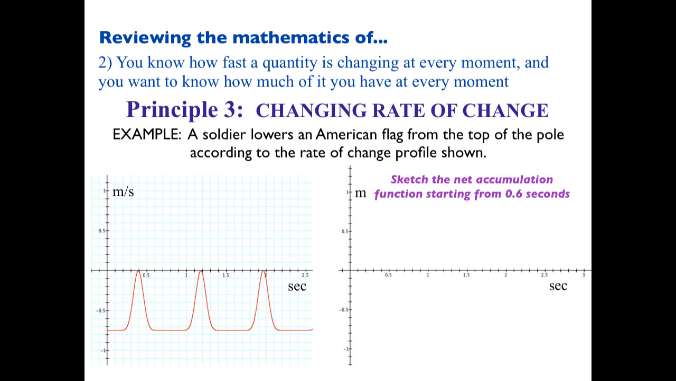So given that new rate profile, can you sketch the net accumulation function starting from 0.6 seconds? Just a rough sketch. Everyone give it a try. So now, if this were the new rate profile, what would the net accumulation function look like? Take about a minute, see if you can come up with it.